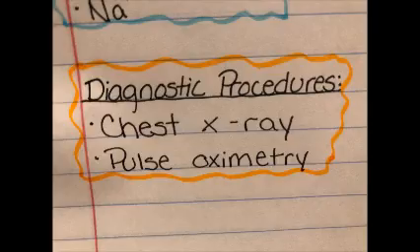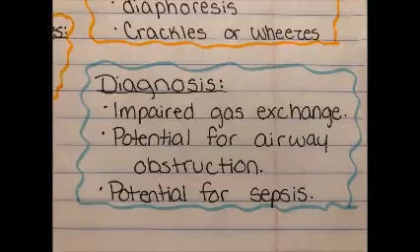Other diagnostic procedures include a chest x-ray and pulse oximetry because clients with pneumonia will usually have an SpO2 level less than 95%. Some nursing diagnoses for patients with pneumonia include impaired gas exchange related to decreased diffusion at the alveolar capillary membrane level, potential for airway obstruction related to the excessive secretions, or potential for sepsis related to the presence of microorganisms in a very vascular space, which is why you want to remember to do that blood culture.